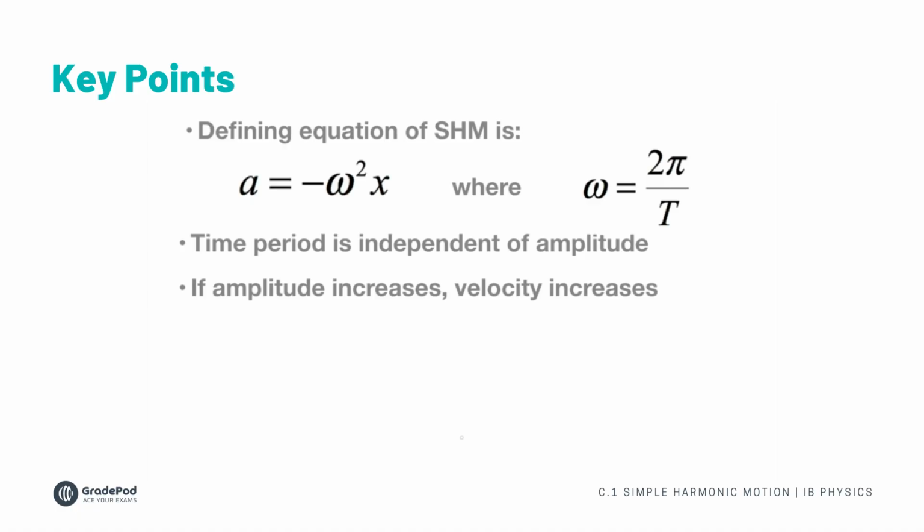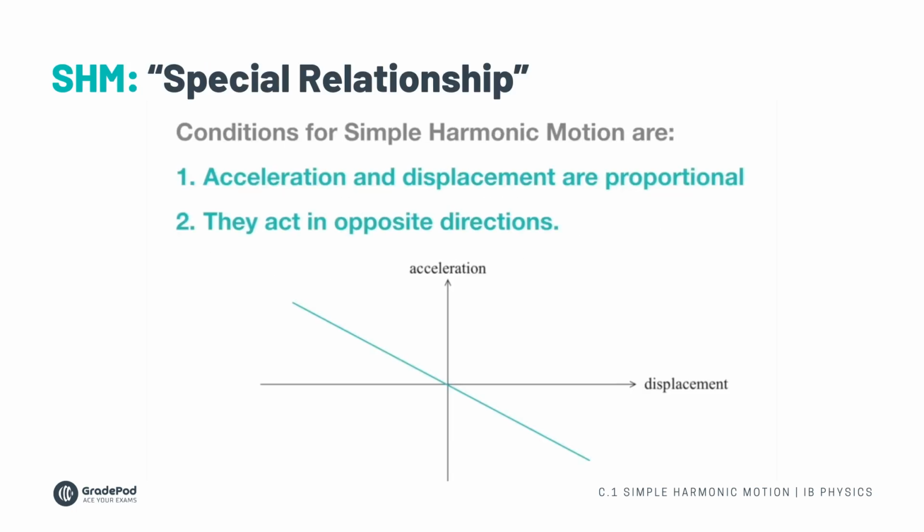Here are the key points that you need to recognise about simple harmonic motion. The defining equation of SHM is a equals minus omega squared x, where omega is equal to 2 pi over T. And that is not unusual. We had a look at this special relationship for SHM, and we said that the conditions for simple harmonic motion are that acceleration and displacement are proportional and that they act in opposite directions.